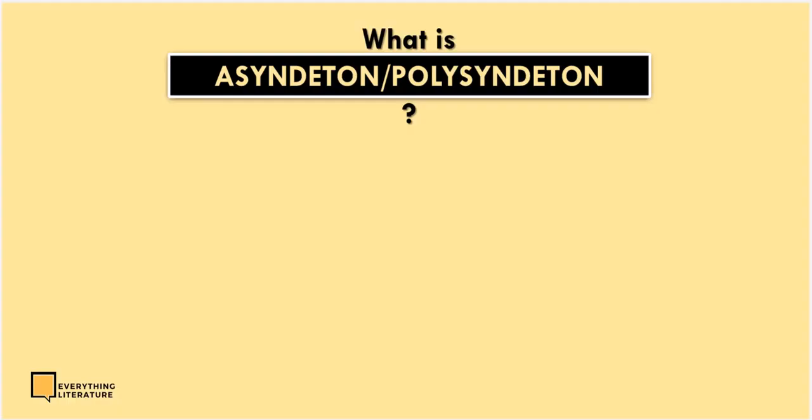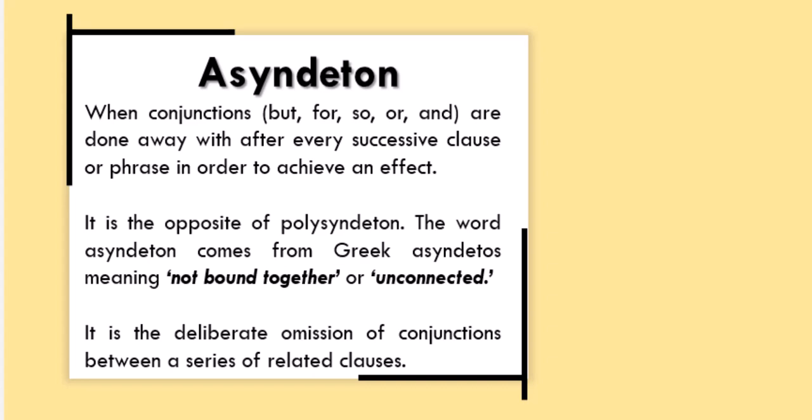Next, we have asyndeton and polysyndeton. Asyndeton has to do with when conjunctions such as but, for, so, or, and, are done away with after every successive clause or phrase in order to achieve an effect. It's the opposite of polysyndeton. The word asyndeton comes from the Greek asyndetos, meaning not bound together or unconnected. It is the deliberate omission of conjunctions between a series of related clauses.